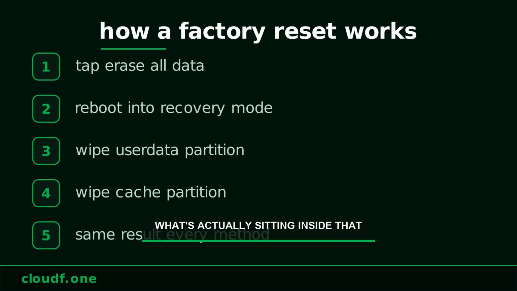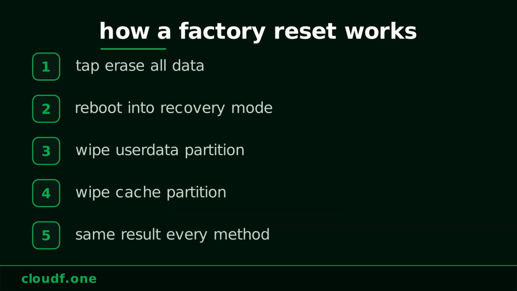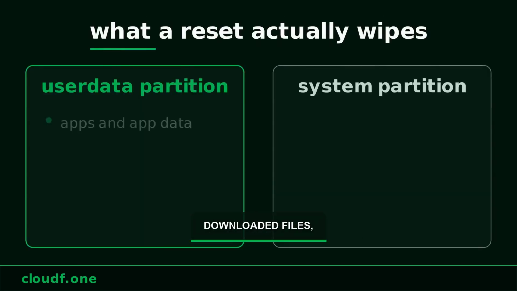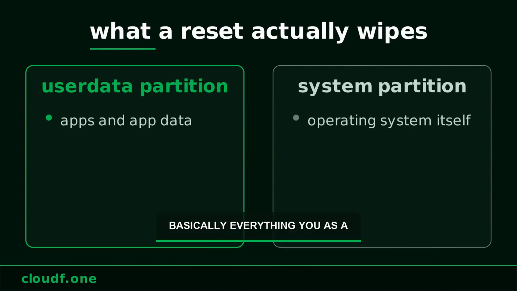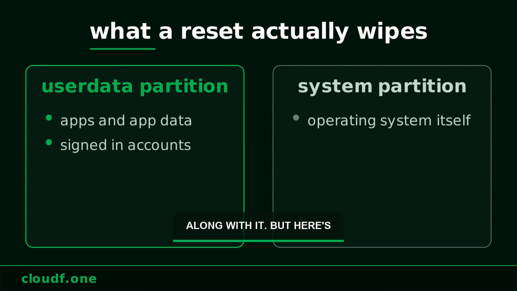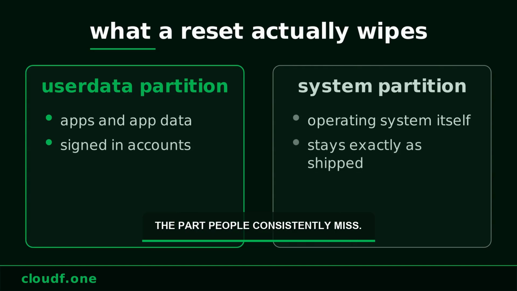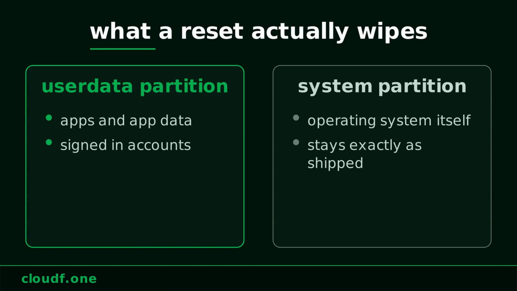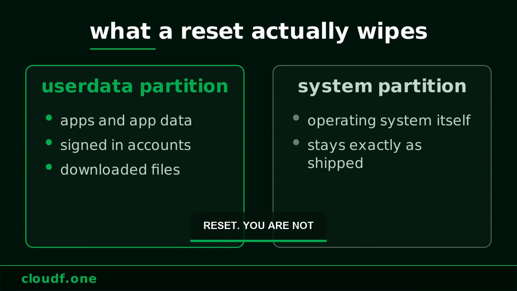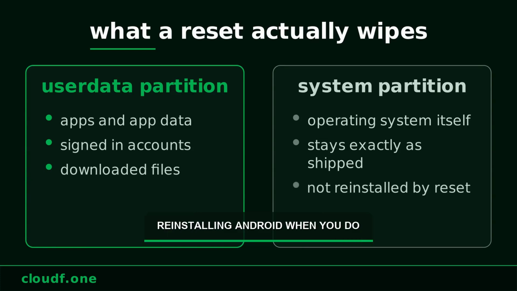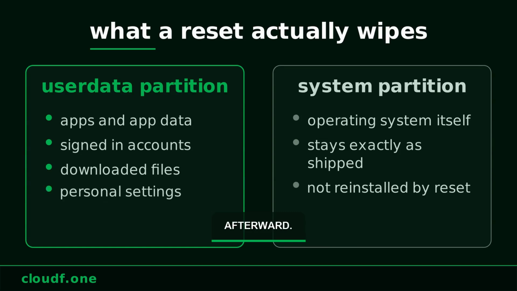Now let's look at what's actually sitting inside that user data partition. That's where your apps live, your app data, your signed-in accounts, your downloaded files, and most of your personal settings. Basically everything you as a user did to that phone after it left the factory floor. The cache partition goes along with it. But here's the part people consistently miss. The system partition, the actual operating system itself, is untouched by a standard reset. You are not reinstalling Android when you do this. You are only clearing out everything that got layered on top of it afterward.